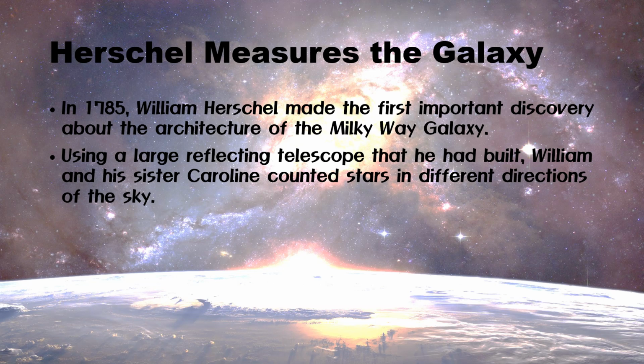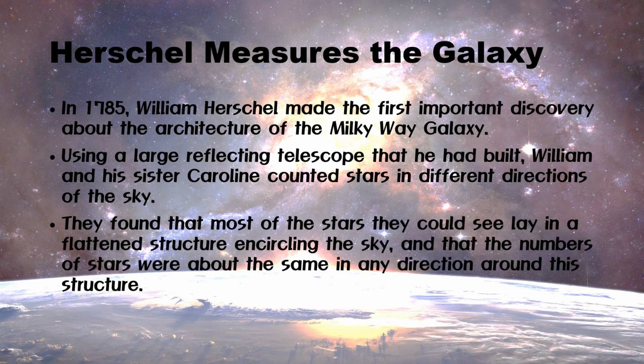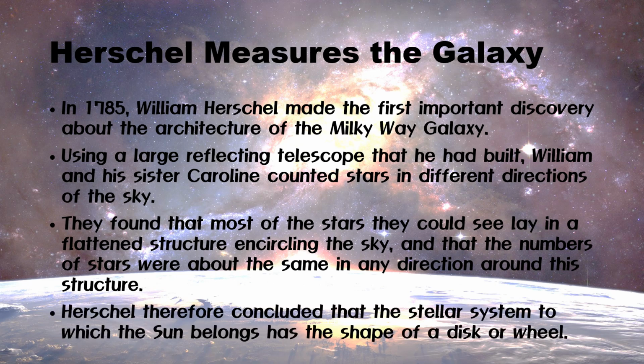Using a large reflecting telescope they built, William and his sister Caroline counted stars in different directions of the sky. They found that most of the stars they could see lay in a flattened structure encircling the sky, and that the numbers of stars were about the same in any direction around the structure. Herschel therefore concluded that the stellar system to which the Sun belongs has the shape of either a disk or a wheel.